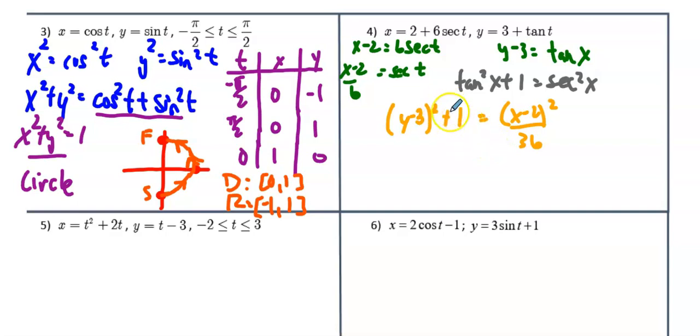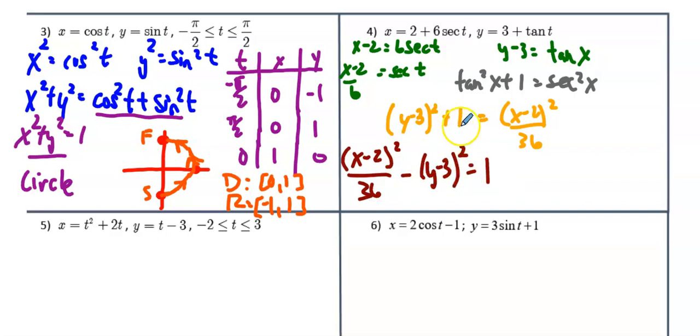So what's going to end up happening is I want to move the y minus 3 squared over to the right-hand side. And so I'm going to get x minus 2 quantity squared over 36 minus y minus 3 squared is equal to 1. All right, so I just flip-flopped it. I just moved this over here to get this. So you should know what this is. This is a hyperbola. So we at least now know what our actual function is going to be. We know that that's going to be a hyperbola.